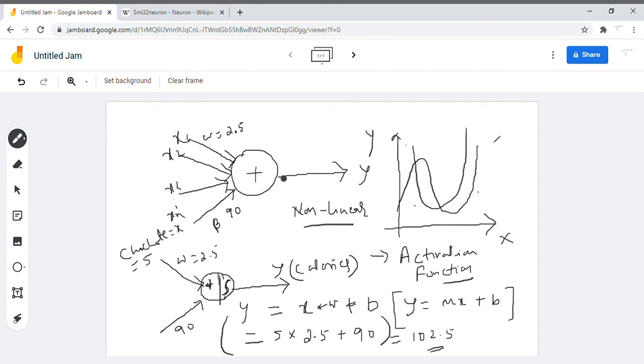When I start connecting all these neurons, then it has to become something called a network. That we're going to explore in the next video.